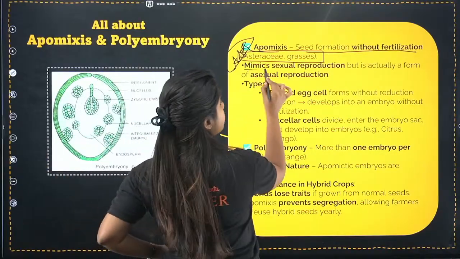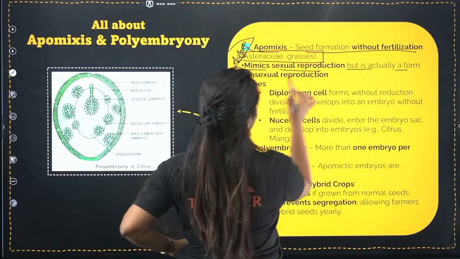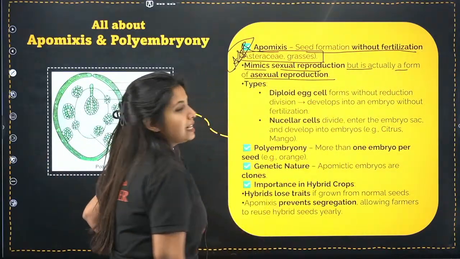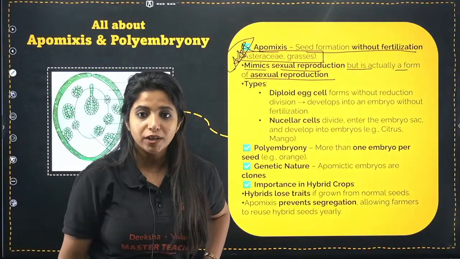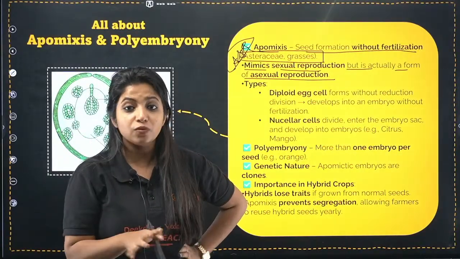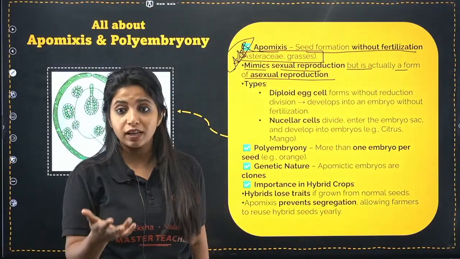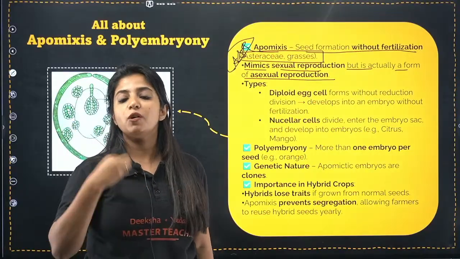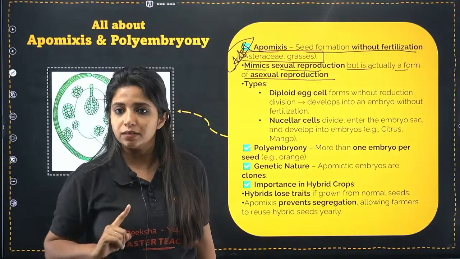Now, it mimics sexual reproduction, but it is actually a form of asexual reproduction. What is it? It is mimicking sexual reproduction. Why? Because there is formation of embryo and stuff like that. But it is actually a form of asexual reproduction because only one parent is involved.